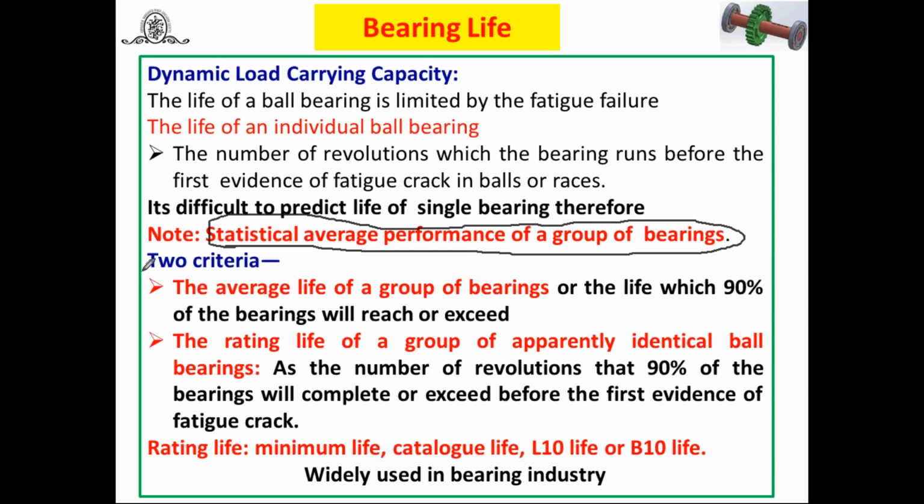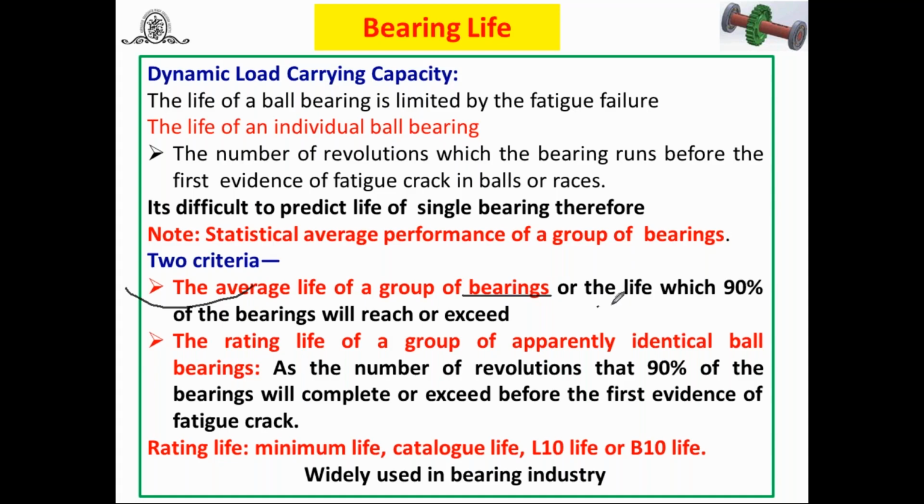That's why there are two criteria. One is the average life of a group of bearings, and the second one is the rating life of a group of identical bearings. Now first, let us discuss the first one, the average life of a group of bearings. That means the life which 90% of the bearings will reach. Suppose there are 100 bearings. Out of this 100, 90% of the bearings reach or exceed the life without fatigue failure.